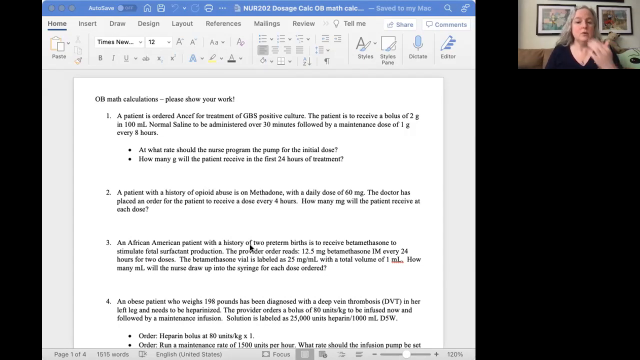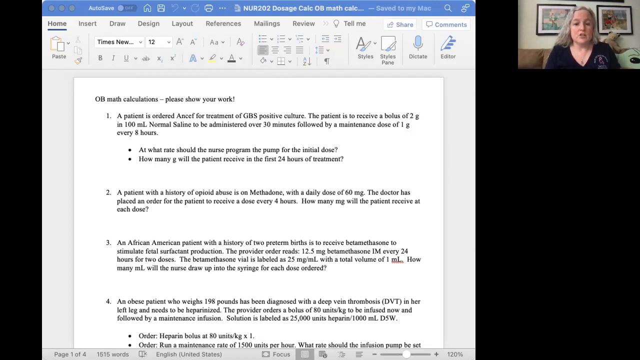And what I'm going to do is put in the chat a formula to use to solve, and then I'm also going to work it. So for question number 1, the patient is ordered Ancef for treatment of a GBS positive culture. The patient is receiving a bolus of 2 grams in 100 mLs normal saline to be administered over 30 minutes, followed by a maintenance dose of 1 gram every 8 hours.